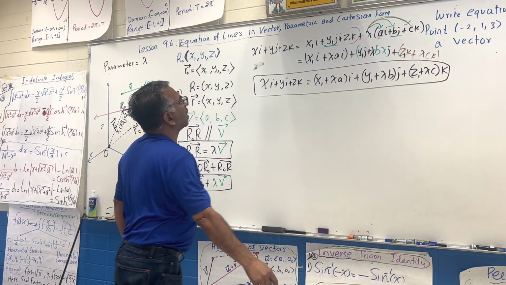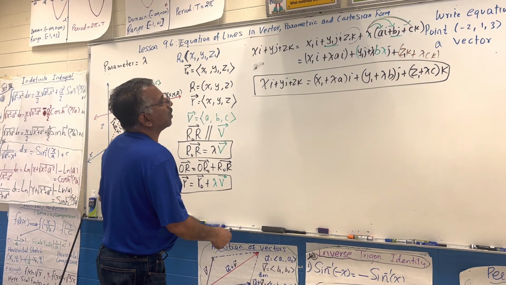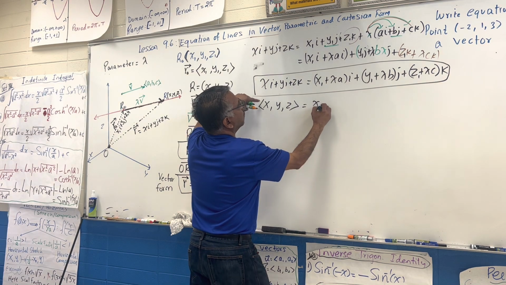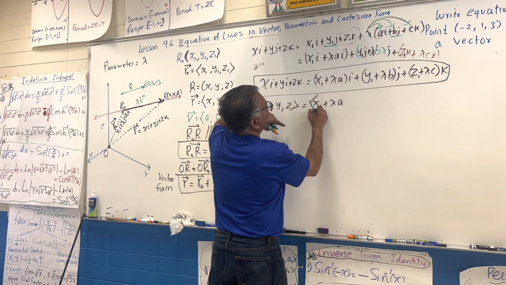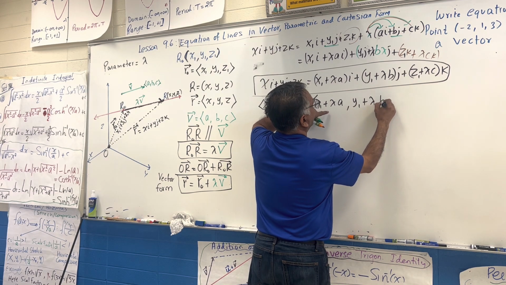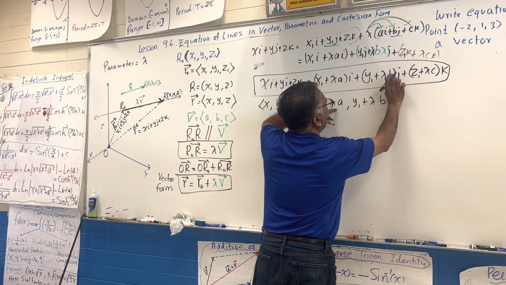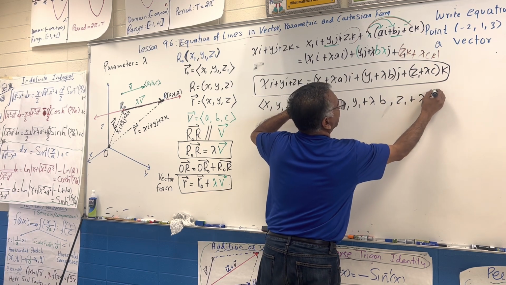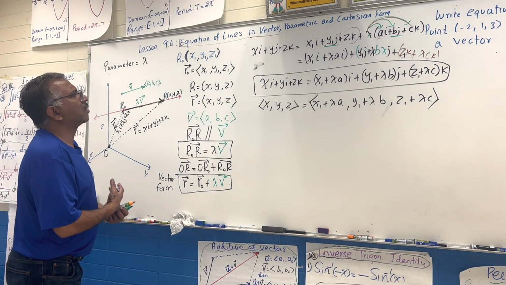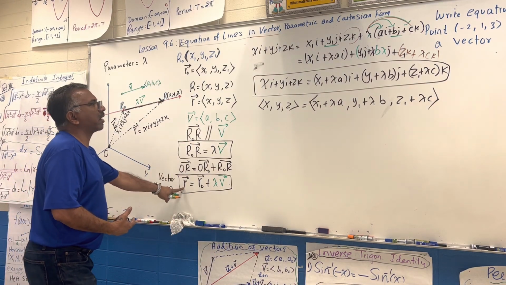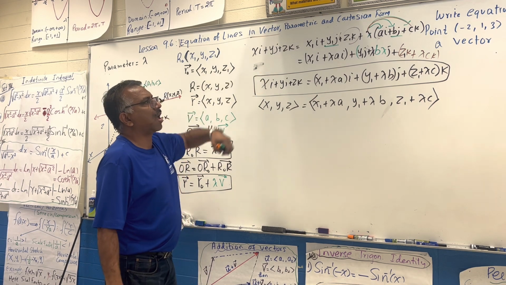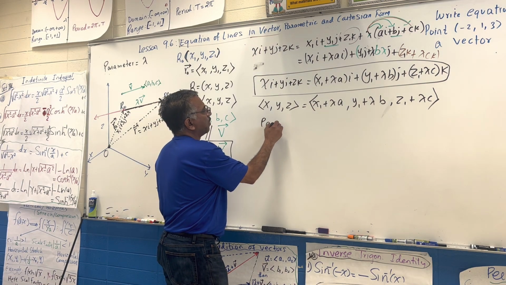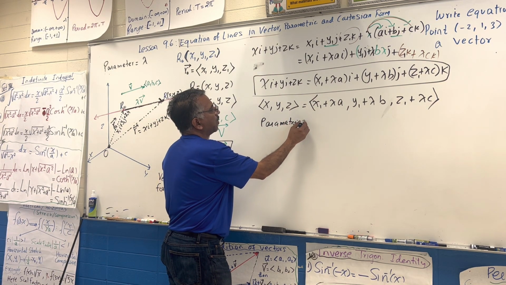Or you can also write it directly as x, y, z equals x1 plus lambda a, y1 plus lambda b, z1 plus lambda c. So that is also correct. I just wanted to show that this is the vector form, or you can directly write this, and how you get that. Another thing is we want to know what the parametric form is.